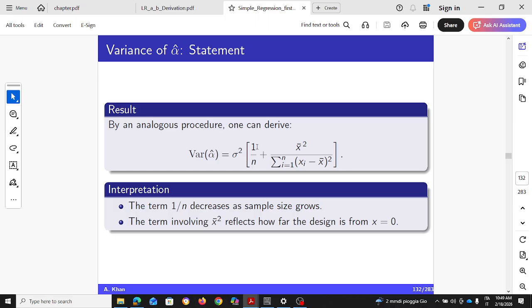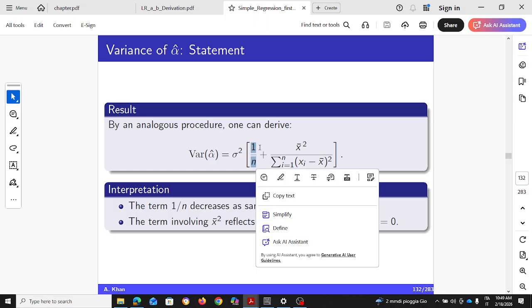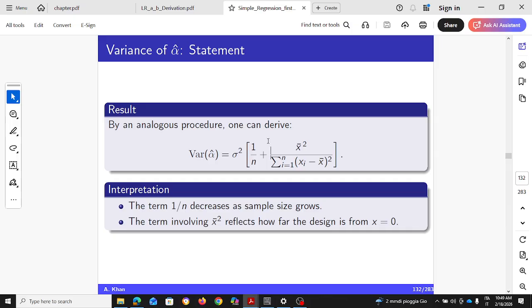Similarly for alpha, but with alpha we have this term 1 over n, which depends on the size of the sample. Okay, so if this term decreases, this means that the sample size is increasing. Okay, and this term reflects how far we are from our mean line. Okay.